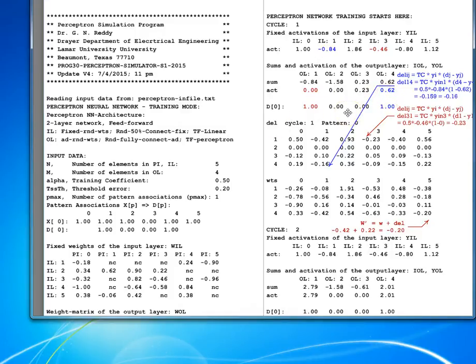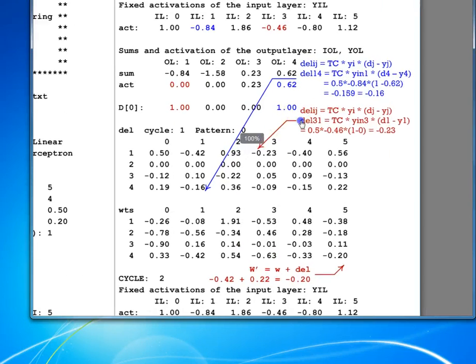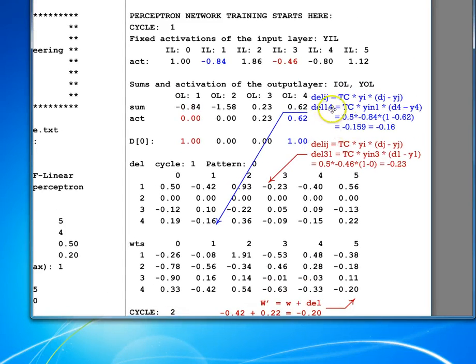Now what you want to do is make these changes, the modifications to the weights, and that's only the output weight matrix. This output matrix is 0, 1, 2, 3, 4, 5. The output matrix is going to be 0 to 4. These weight changes are given by delta. In general, the weight change is given by delta equals alpha times yi times (d minus y). Alpha is the training coefficient, y is the input, and d is the desired value.